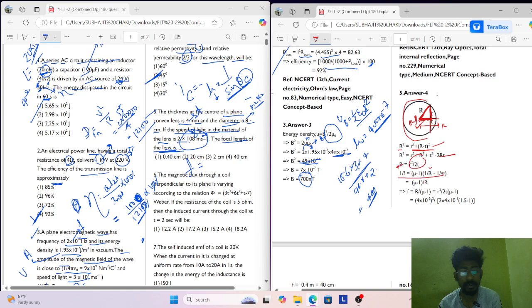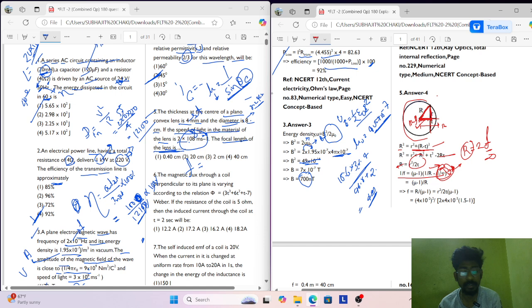And now, from the lens maker's formula. What is the lens maker's formula? 1 by f equals mu minus 1 into 1 by r1 minus 1 by r2. For a plano-convex lens, the radius of curvature of the plane surface is always infinity, so 1 by r2 will be 0. So mu minus 1 divided by R will be our answer.